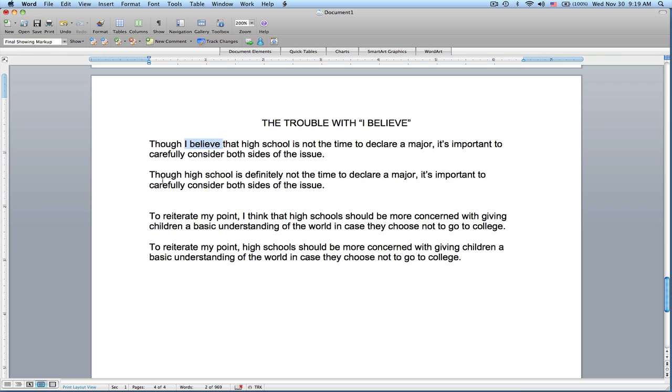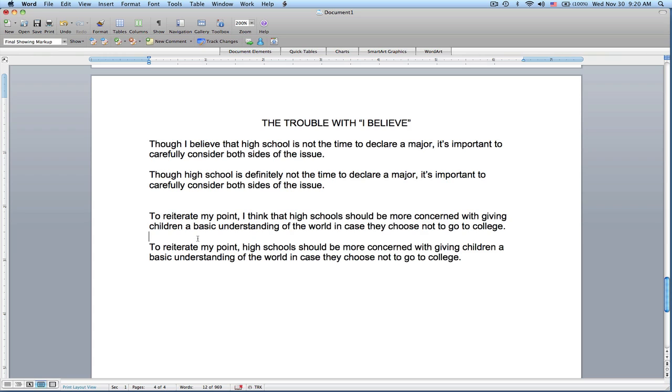So just by removing that phrase, though high school is definitely not the time to declare a major, I made it even stronger, added definitely. It's important to carefully consider both sides of the issue. It's still your argument, but by not saying I believe, you're presenting it more as a fact, something that people should agree with, and you're going to prove to them, rather than just your personal belief.